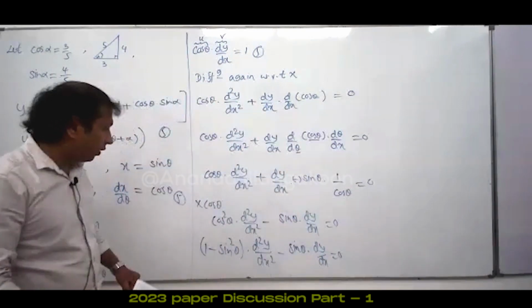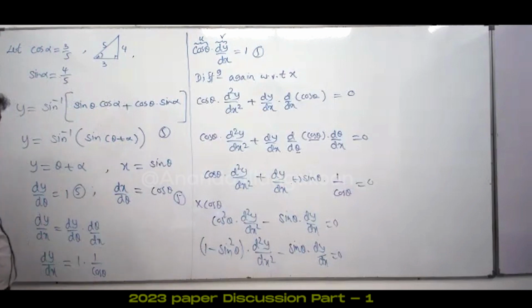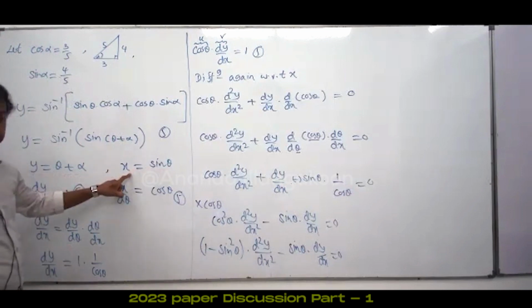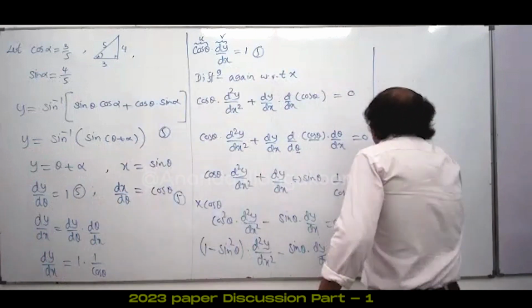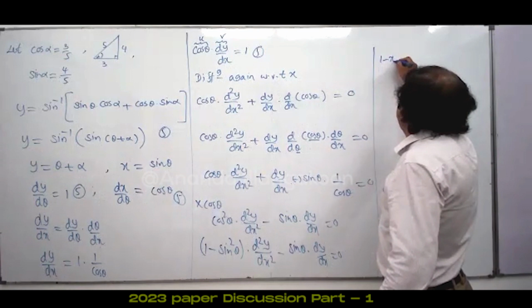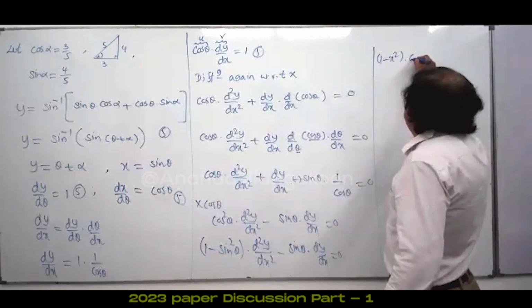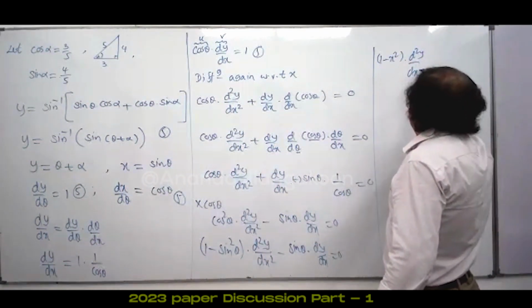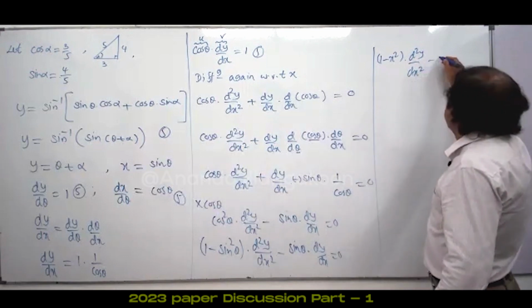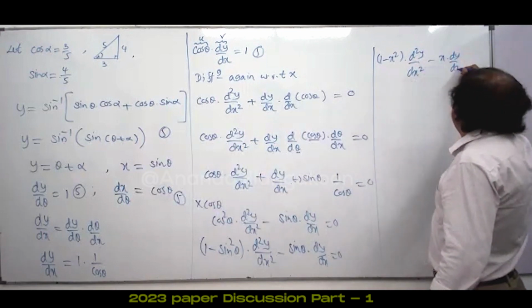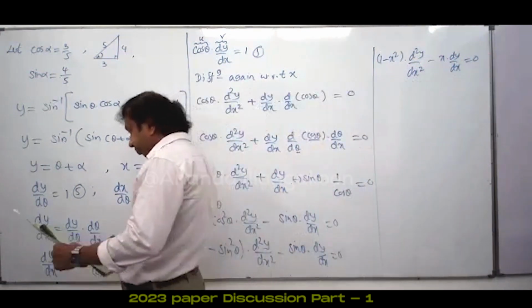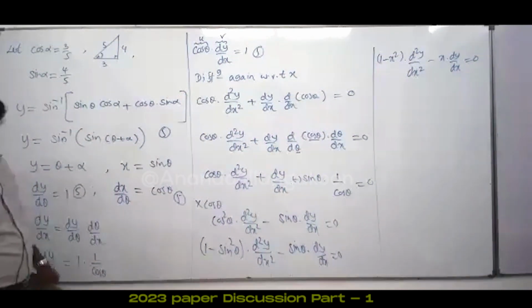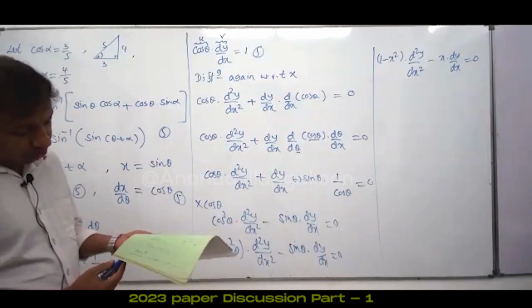But you know people, sin theta was what? Here sin theta is x. Then for every sin theta you can put x, right? So what do you get? 1 minus x squared, d2y over dx2 minus x dy by dx equals 0. This is how we get this answer. Did you think this much to get the answer? This is how we get the answer.